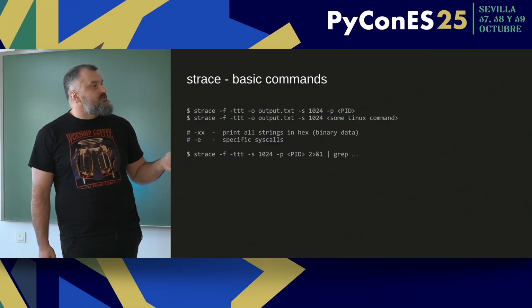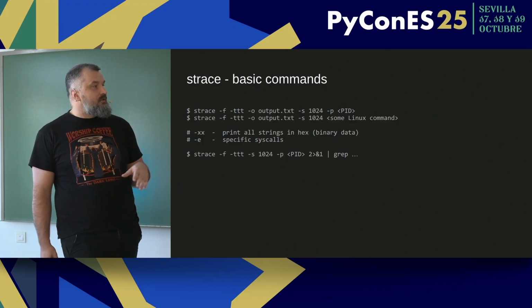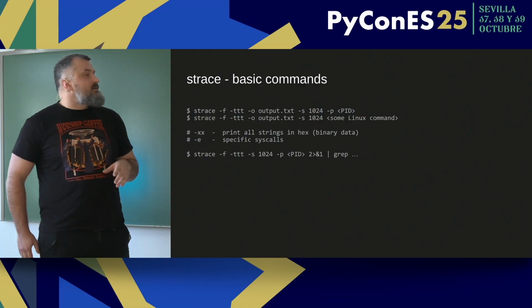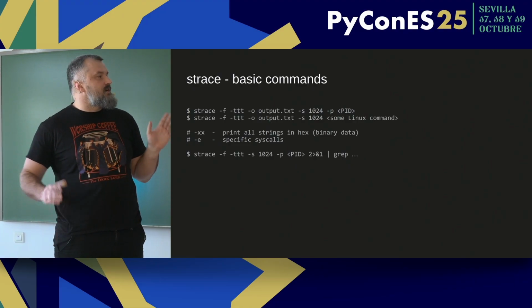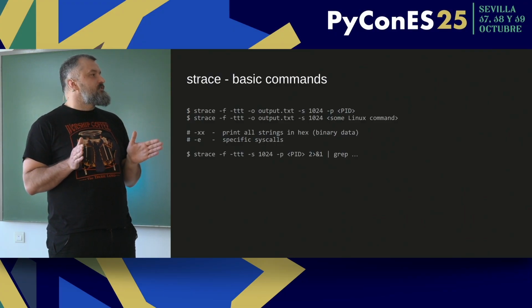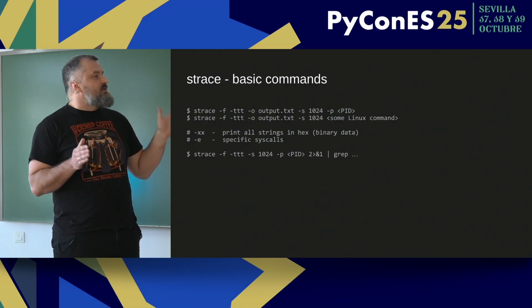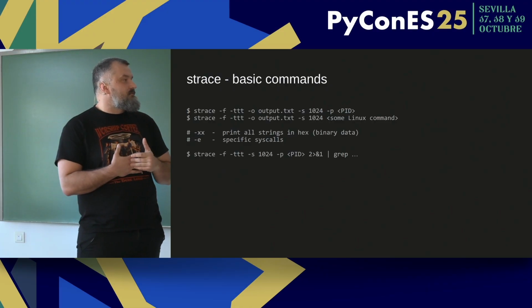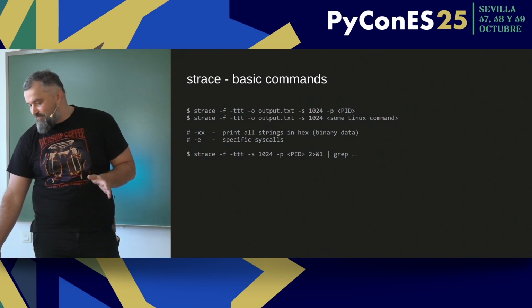Then it's -TTT, so it prints the very detailed millisecond timing information, and then I typically forward output to some file for later analysis. And then it's this -s and some bigger size. By default, strace cuts the output so it fits the screen. Oftentimes it's really, really short, like 20 characters. So I ask it to print like 1 kilobyte so that I have a better idea of what's happening. There are some other flags, but let's skip those.